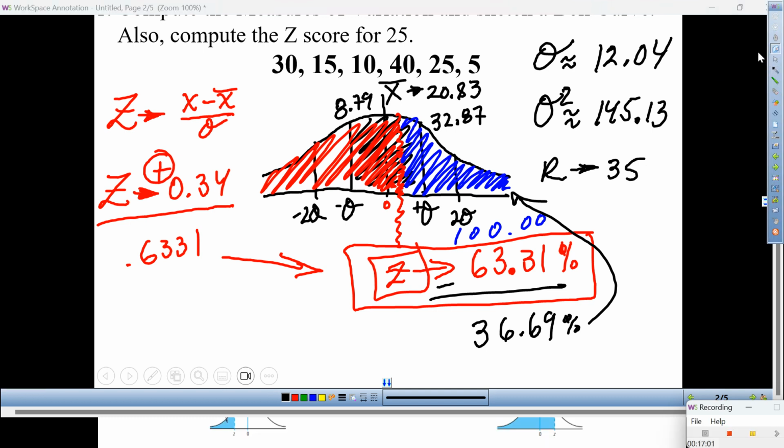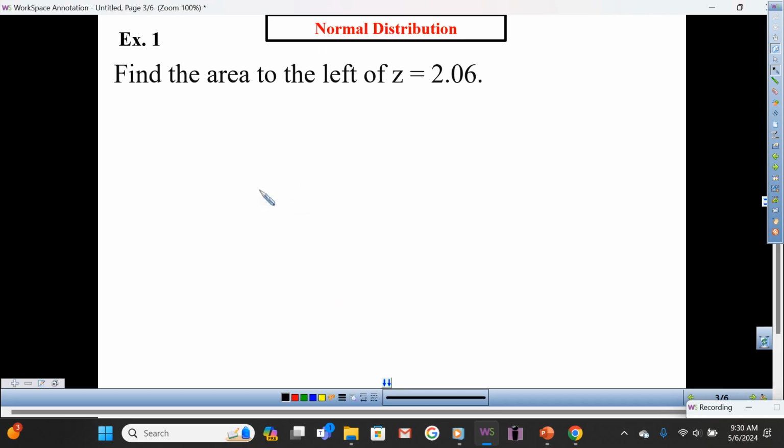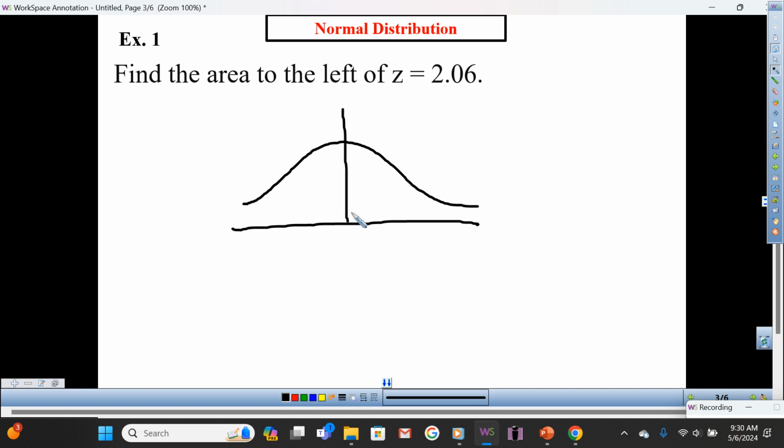So, with that said, let's get some practice in. Copy this one, please, on your paper. Example 1. Find the area to the left of Z 2.06. I'm going to leave the table on your screen so you can use that. So copy this on your paper, then draw me a bell curve. And it says here 2.06.